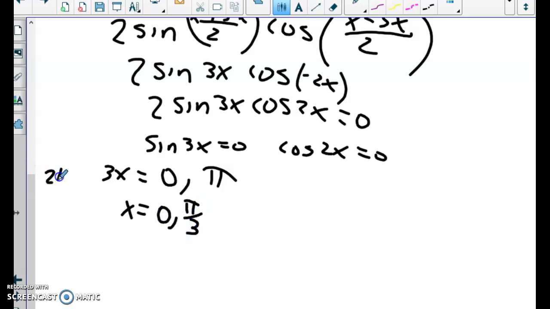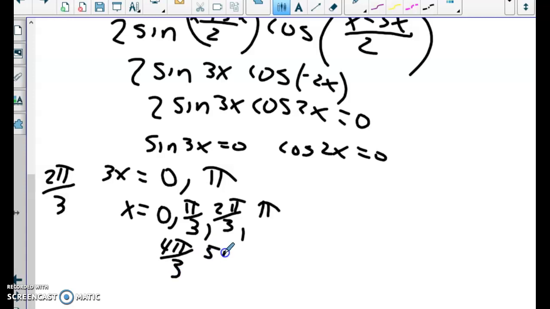I know that the period of sine is 2 pi, but we're dividing it by 3. So if I add 2 pi over 3, I will get some more zeros: 2 pi over 3 plus pi over 3 gives me pi. Adding 2 pi over 3 again, I get 4 pi over 3 and 5 pi over 3. So we get all of those answers. And the cosine of 2x equals 0.